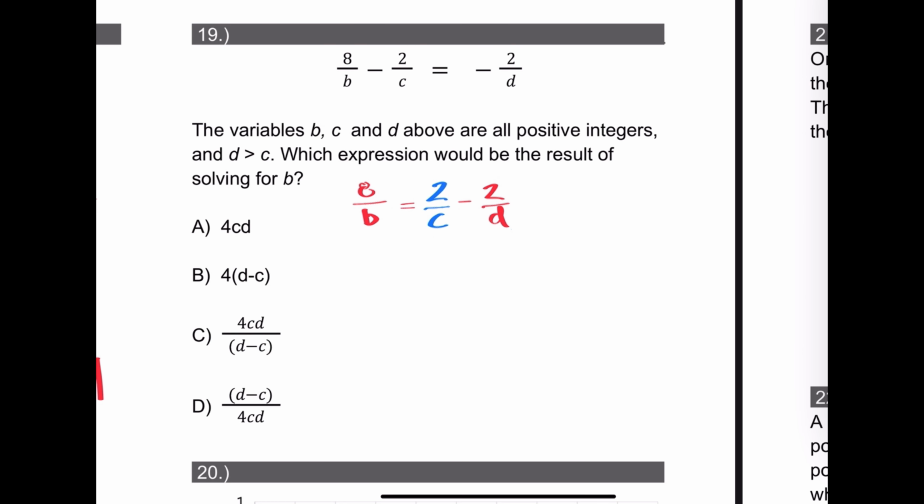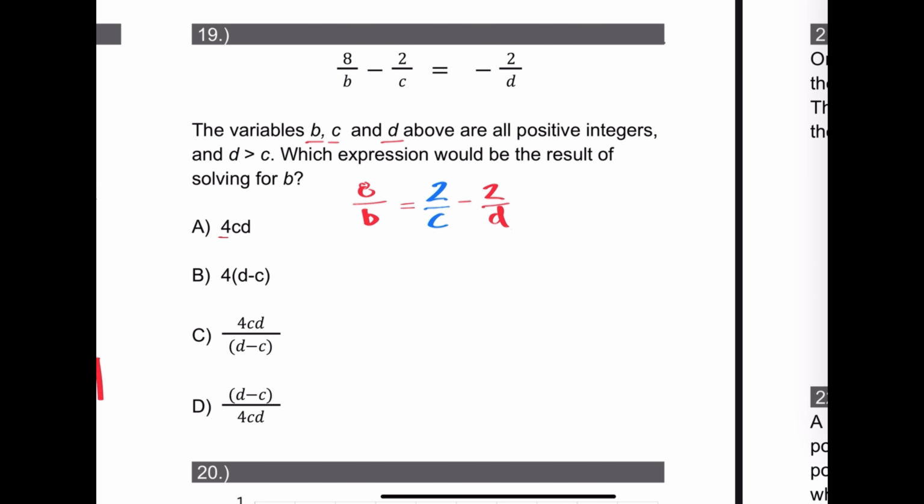19, we have an equation there, 3 fractions. It says the variables b, c, and d above are all positive integers and d is greater than c. Which expression would be the result of solving for b? So we want to isolate b. If c or d were negative, then these would switch to positive. So that's why that little information about them being positive is being included. So I've rewritten the equation. I'm going to isolate b, so I have moved the negative 2 over c to the other side, making it positive. So let's keep working here.